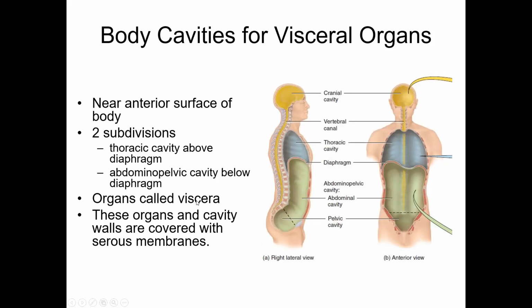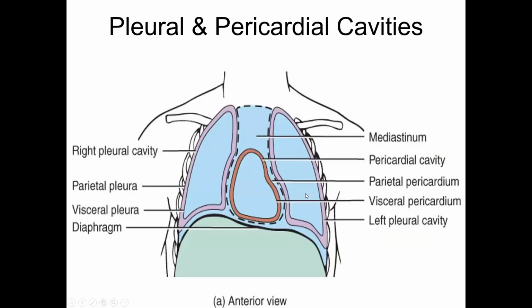For visceral organs, we do have the thoracic cavity. This is situated superior to the diaphragm. And we have the organs, lung, heart here. And then we have the abdominal cavity. The thoracic cavity is presenting a little more complex picture.